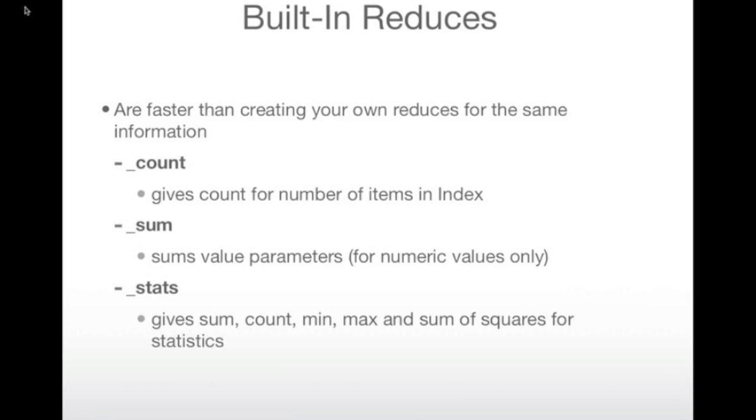Okay. So we have a few built-in reduces. These are faster than creating your own custom reduces for the same information. We have count, sum, and stats. Count obviously gives the number of items in that index. The sum will sum the numeric values of the output value, the second parameter of your emit statement. And stats will actually do both of those plus the min and max and the sum of squares for statistical analysis. And these are actually built in Erlang, and they're going to be faster than creating your own custom reduces for this same information.